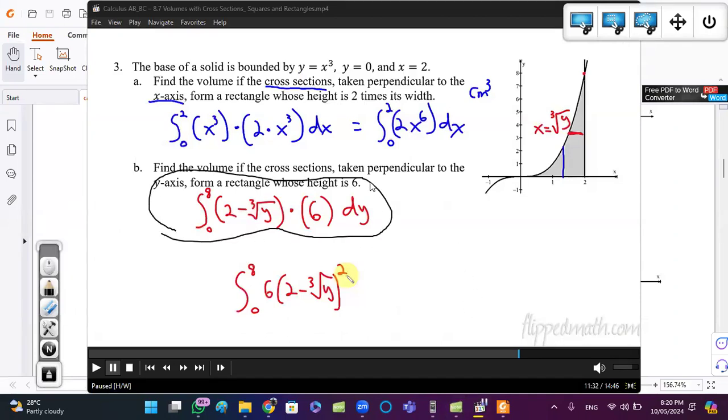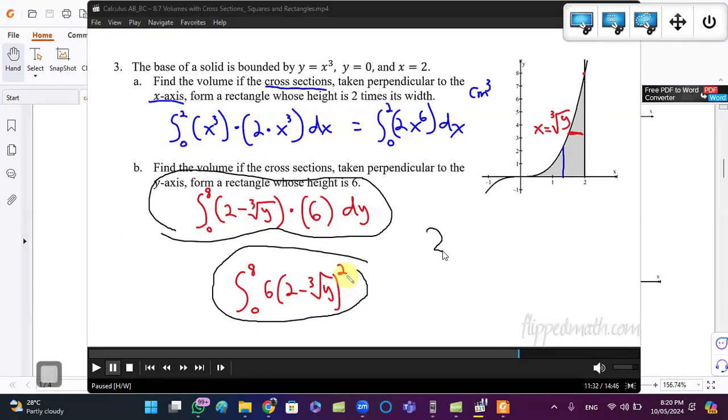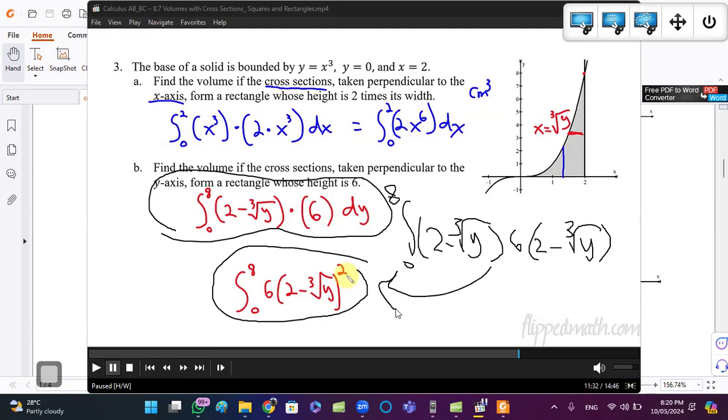But if the question says 6 times the width, you should write it like this, because it will be 2 minus cubic root of y times 6 times the width, so it's just 2 minus cubic root of y. And this is the integral from 0 to 8. Look here, it will be like this. That's what he's saying. Okay.